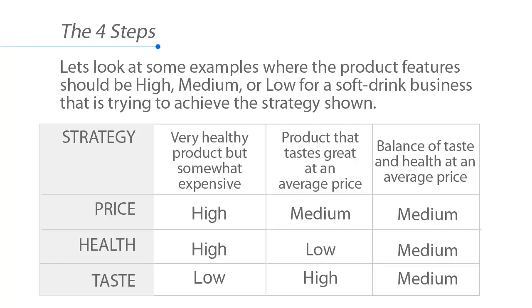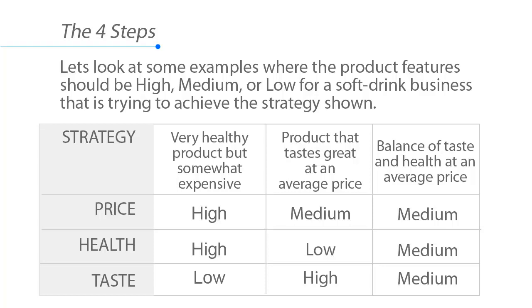Let's look at some examples where the product features should be high, medium, or low for a soft drink business that is trying to achieve the strategy shown. First example, a very healthy product but somewhat expensive. In this case, the price should probably be somewhat high. It's a very healthy product, so health should also be high. Taste is not listed in the strategy, so taste can remain low.